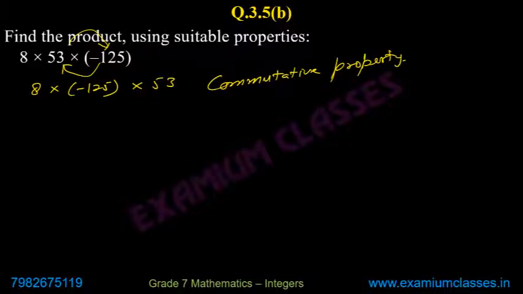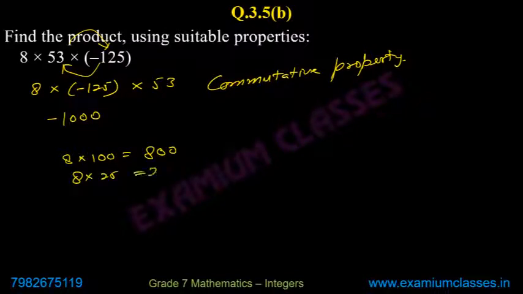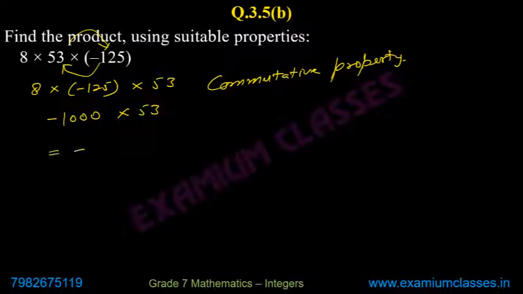Now it is easy. 8 into minus 125 will give you minus 1000. Why? Because 8 into 100 will give you 800, and 8 into 25 will give you 200. So 1000, and the negative sign will be there. Into 53, now it is so easy. Minus 53,000.